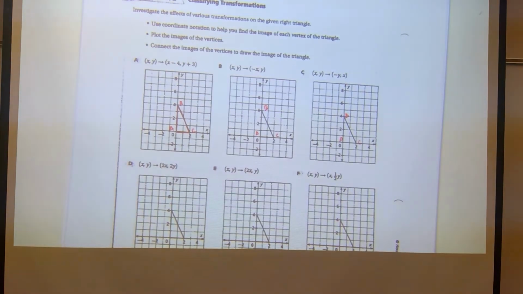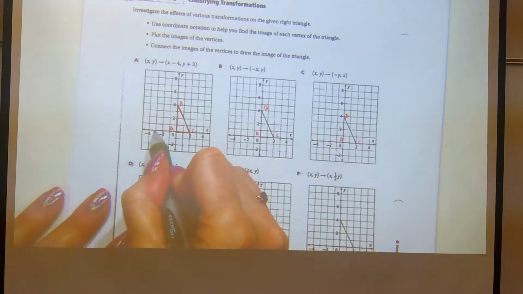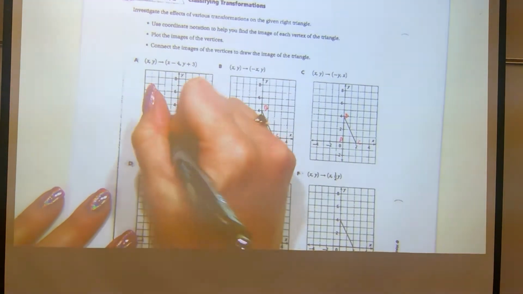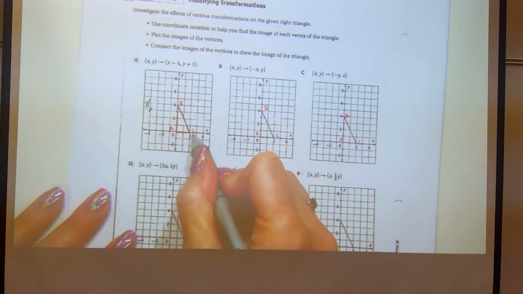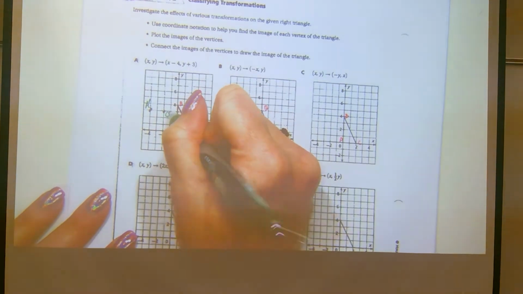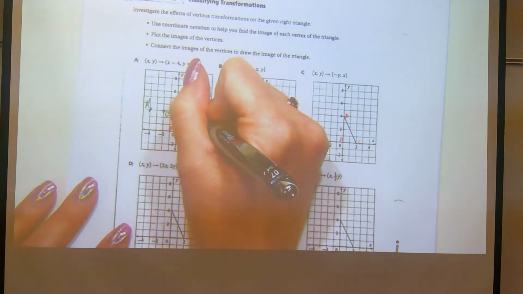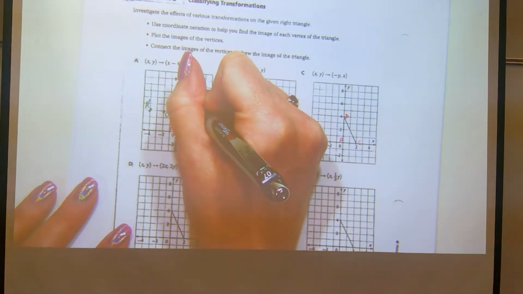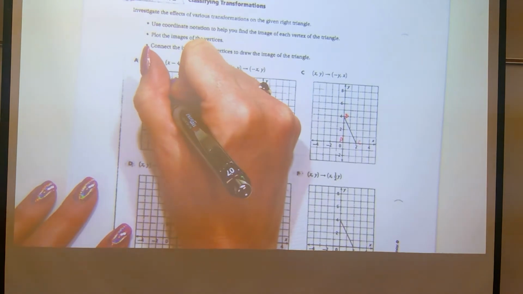When I move this triangle, I'm going to the left 4 and up 3. So if I take point A and I move it to the left 4 and up 3, then the image of A is there. Point C moves to the left 4 and up 3 as well, so that's where the image of C falls. Point B moves to the left 4 and up 3, and so that would be B prime.